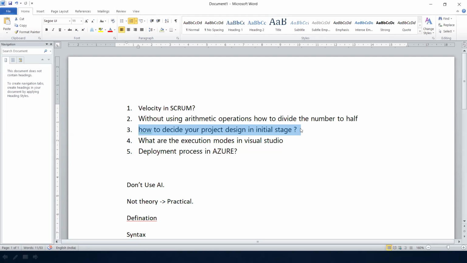So what are the execution modes in Visual Studio? In Visual Studio, you have two modes: one is debug mode and the other is release mode. When a developer develops an application, that is called debug mode. In this debugging time, you can debug the code, and the PDB files will be generated. PDB files are for debugging purposes. Next, release mode is the optimized code. It should not generate the debugging PDB files.